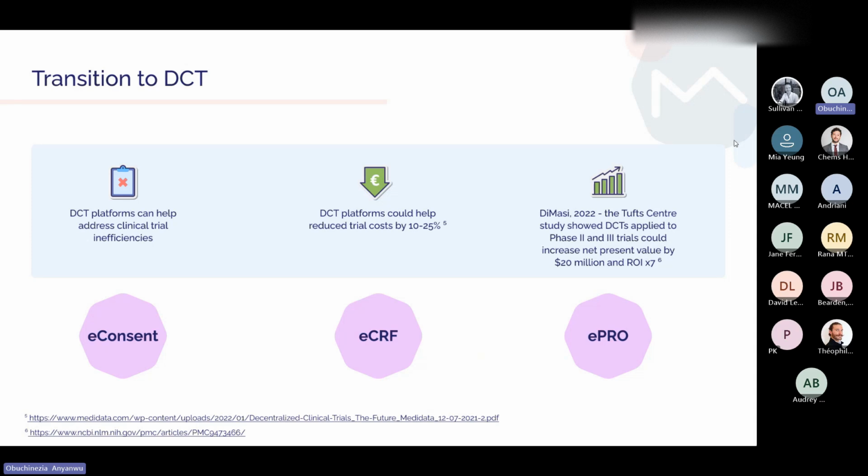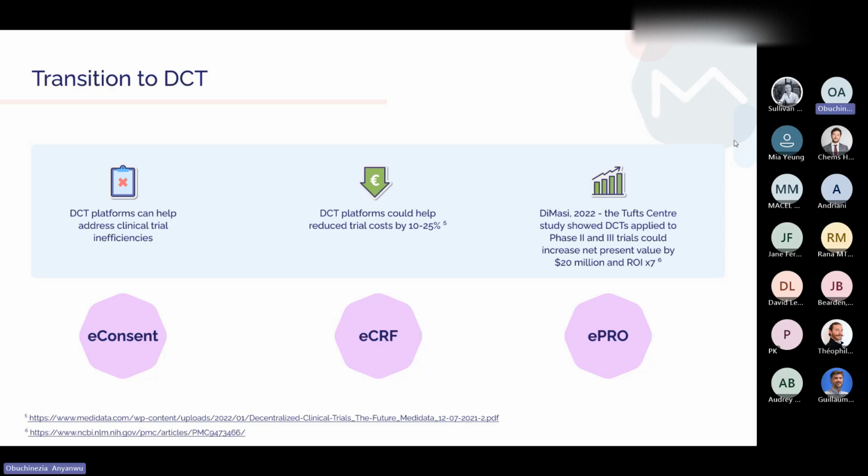So in terms of the transition to decentralized clinical trial platforms, I guess the draw towards them is the fact that they can help provide a more efficient way of doing them, and they can curb some of the costs significantly. So addressing some of the key efficiencies, some of the reference data sets which have been provided show that DCT platforms could help reduce clinical trial costs by between 10 to 25%.